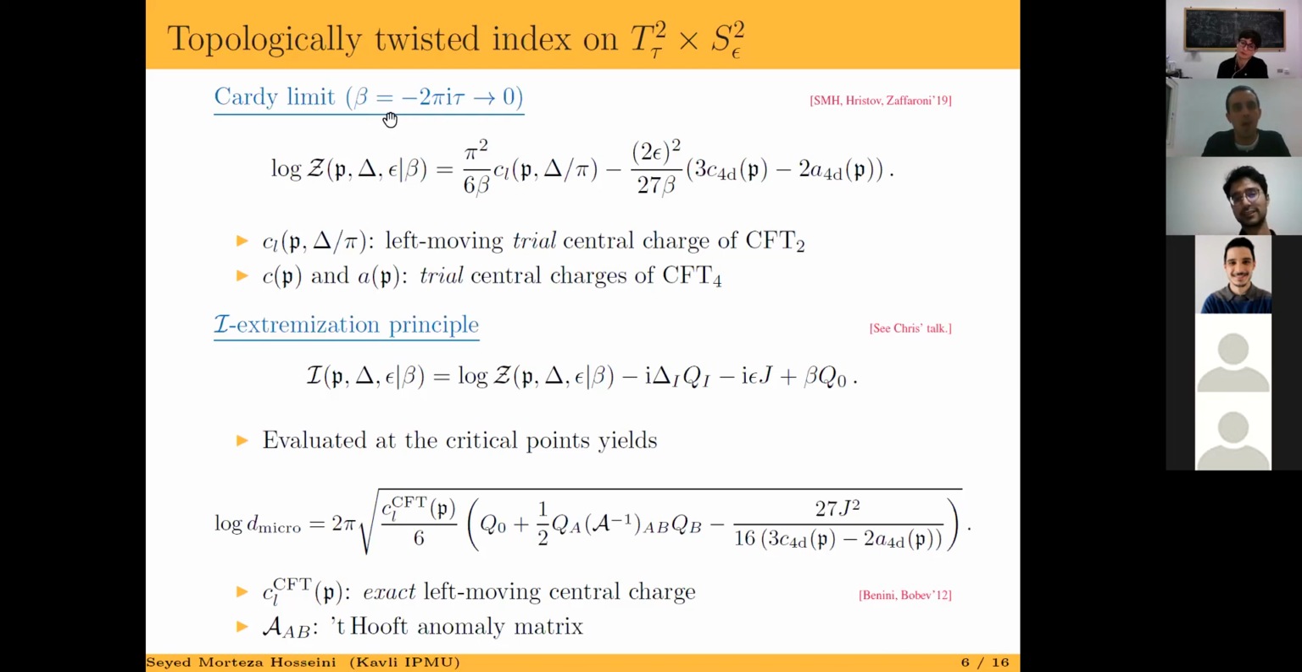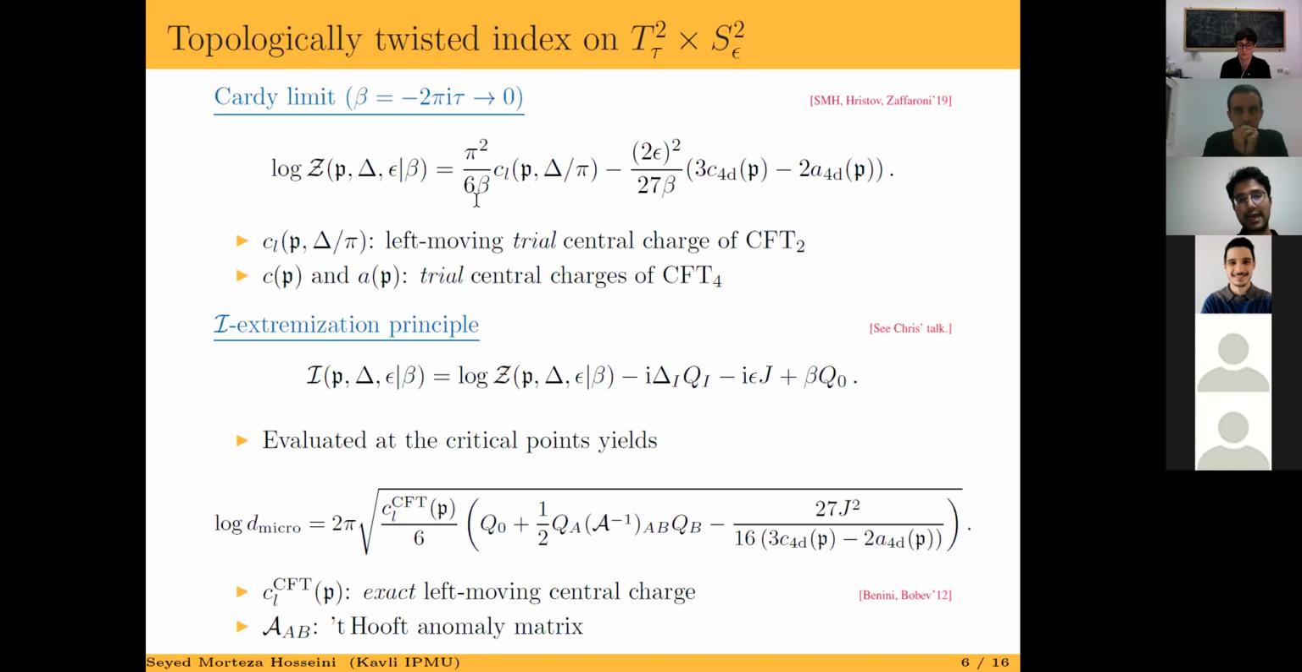And I define it to be minus 2 pi i tau, and I take the limit that beta goes to 0. In this limit, you can use the asymptotic formula for the various Jacobi theta functions and the Dedekind eta function that you have in the matrix model, and find the position of the poles and sum over all the gauge magnetic fluxes to obtain the following compact result. So let me spend some minutes on this formula to explain the details.